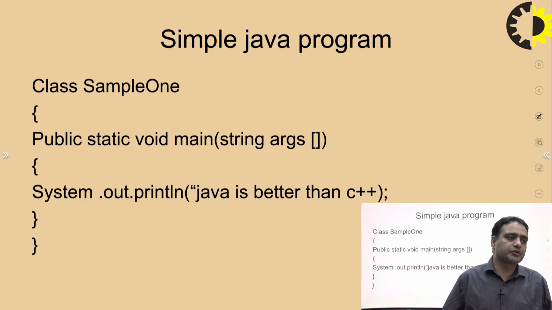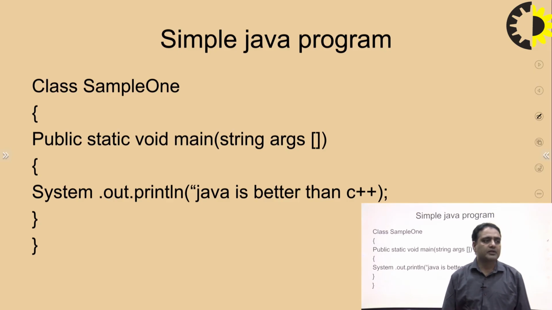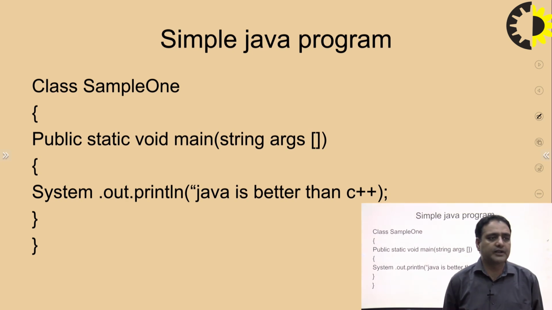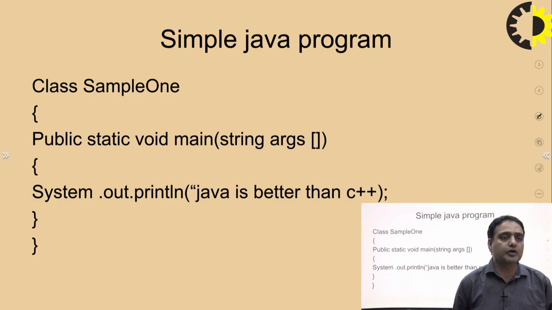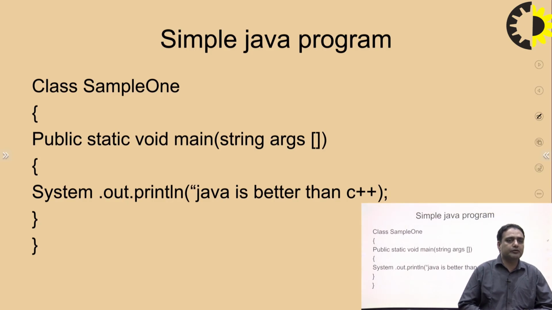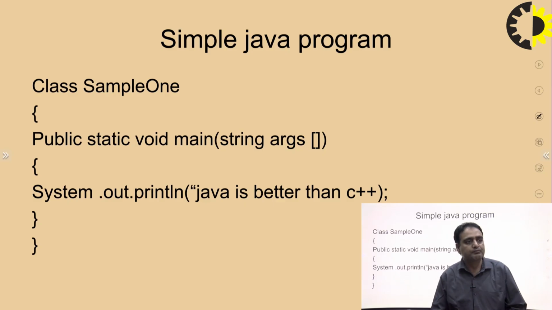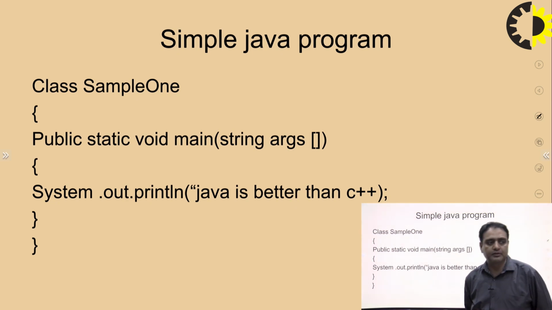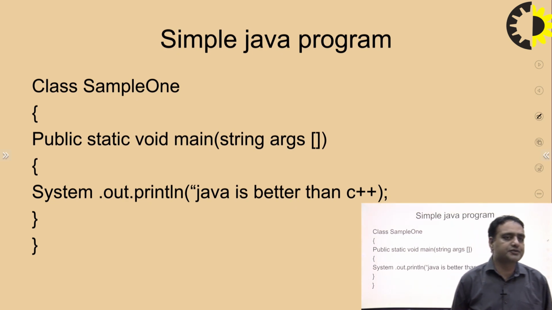In this particular program, the class name is Sample1. Public static void main. Main is a method, where we are passing the number of objects as an array, and these objects belong to the class String. So public static void main, String args. System.out.println is a println method. You can use this method to display any strings on the monitor.